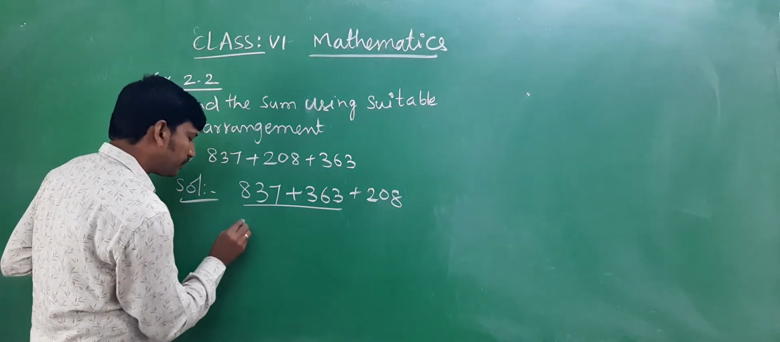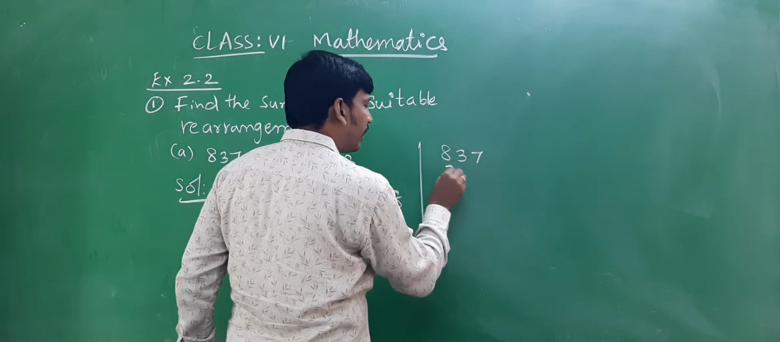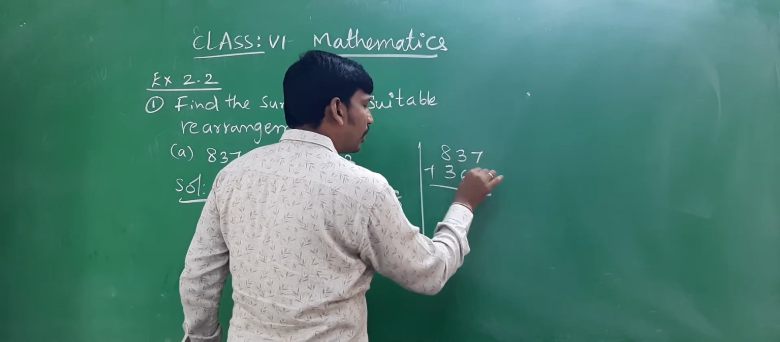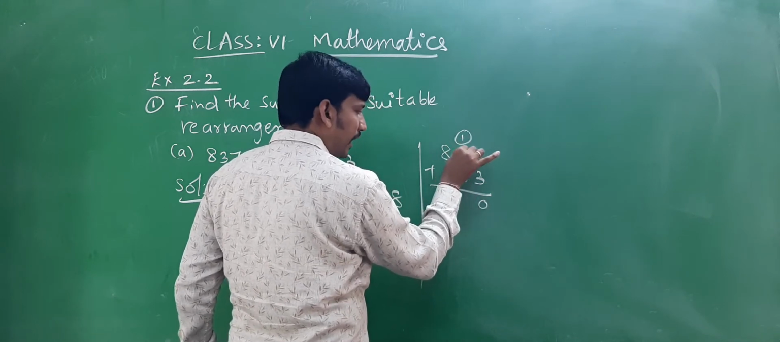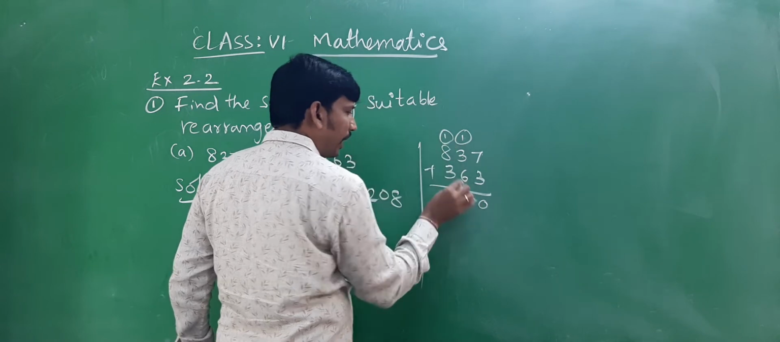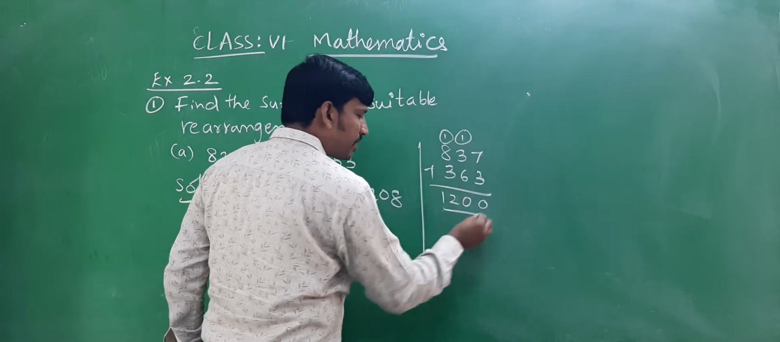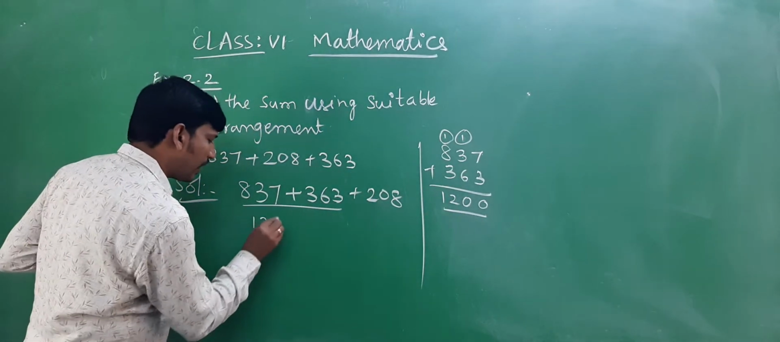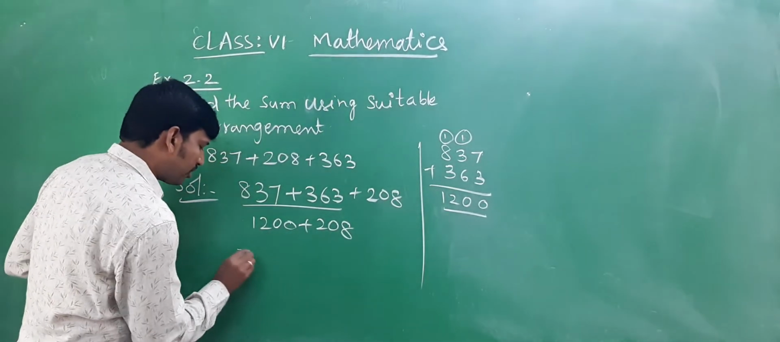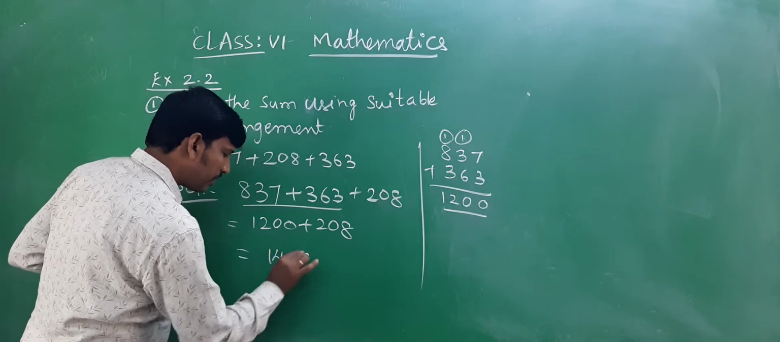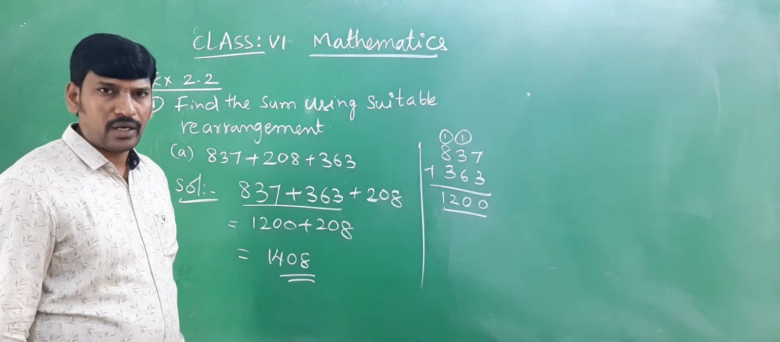What is 837 plus 363? By adding these two, 7 plus 3 is 10, 1 carry forward. 6 plus 3 is 9, plus 1 is 10 again. Now 8 plus 1 is 9, 9 plus 3 is 12. See, we got 1200 easily. So this is 1200 plus 208, which will become 1408. This is the rearrangement.